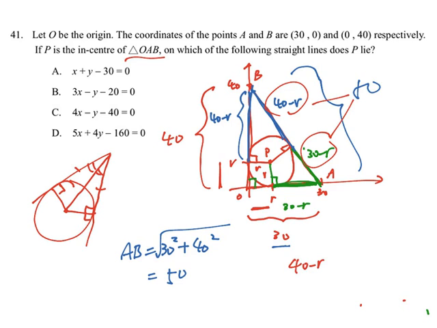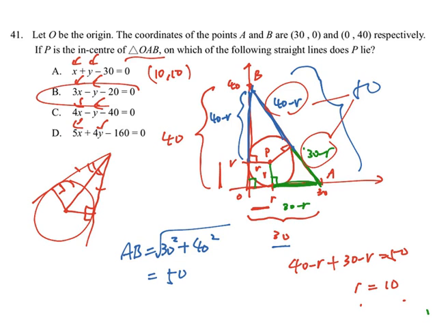So 40 minus R plus 30 minus R equal to 50. So R equal to 10. So that means the coordinate P is 10, 10, because radius is 10. Then we use this and substitute one by one to x and y. Finally, we can get the answer. The answer is B.